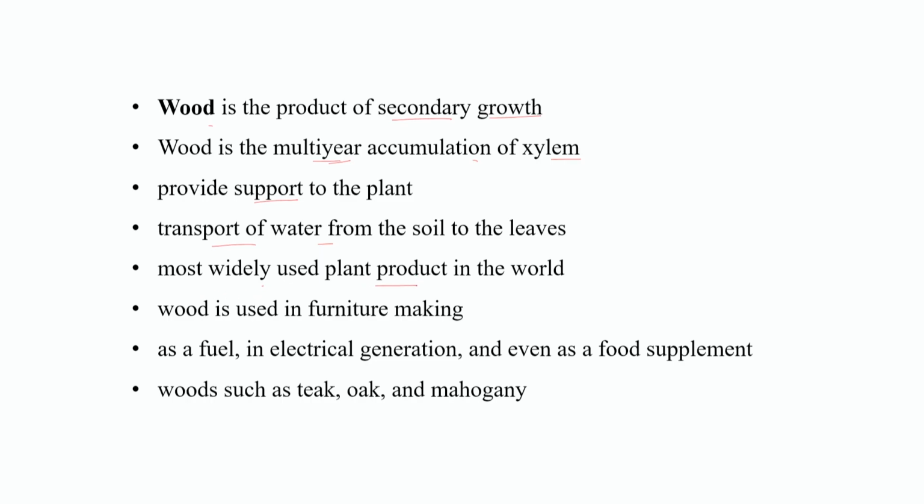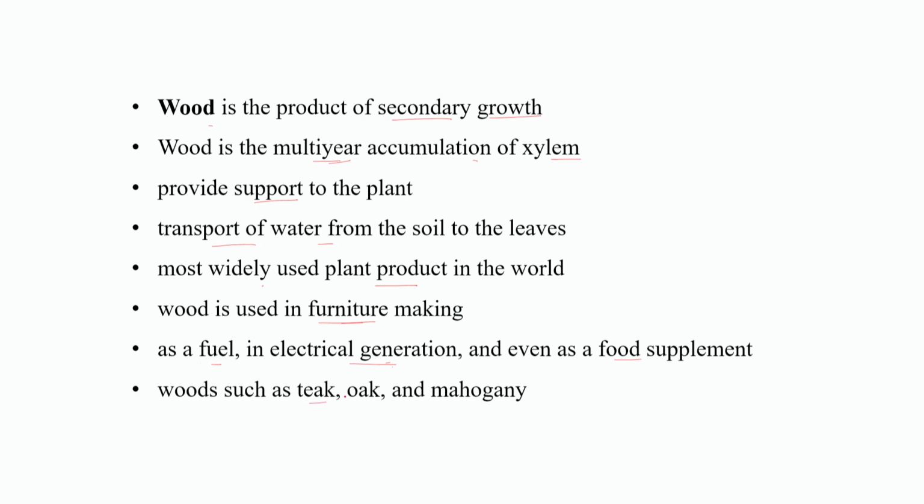From plants we obtain a large number of things: food, medicines, and many other things. But wood is one of the largest materials obtained from plants and used for human purposes. Humans use it in making furniture and various other things. We also burn wood for fuel, even in electricity generation. Some food supplements are also there, so in food also some sorts of wood are used.